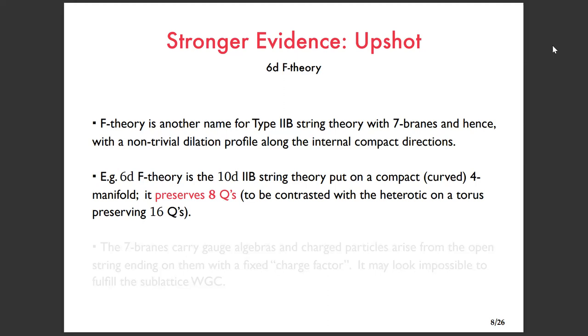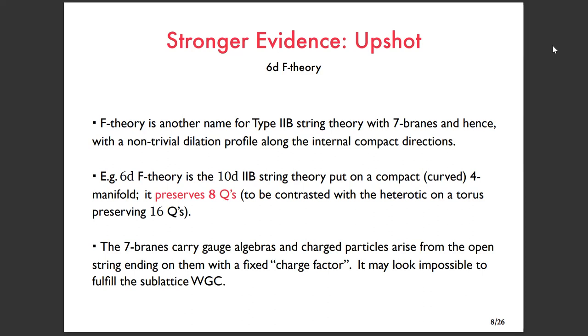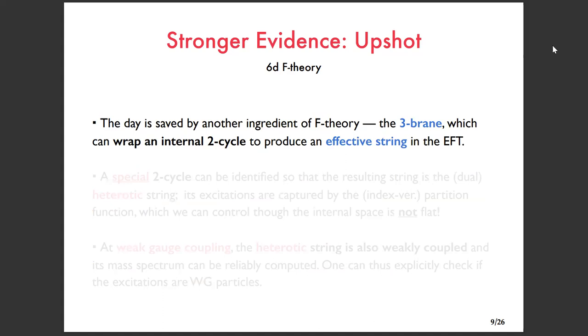Here, the 7-branes carry gauge algebras, and charged particles arise from the open string ending on them with a fixed charge factor known as the Chan-Paton factor. So it may look impossible to fulfill the sublattice weak gravity conjecture because the charge factor of this string is fixed. Then the day is saved by another ingredient of F-theory, the 3-brane.